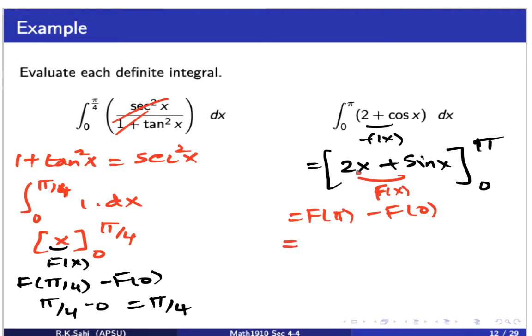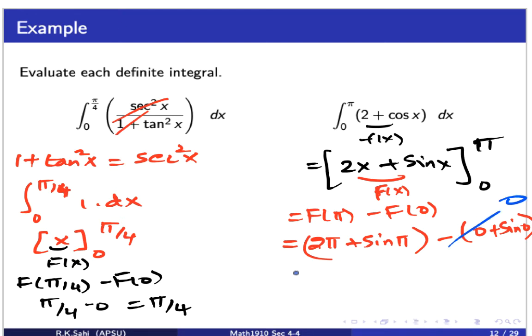What do we get here? It's going to be 2 pi plus sine pi from F of pi, minus, at 0, 2 times 0 plus sine of 0. So this whole last part is 0. What do you get here? 2 pi plus sine pi. If you remember, sine pi is also 0. So final answer, 2 pi.